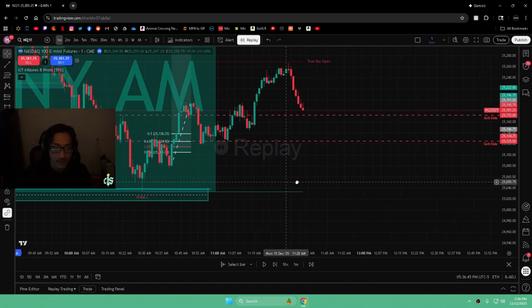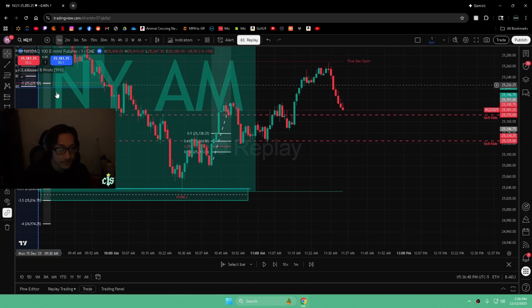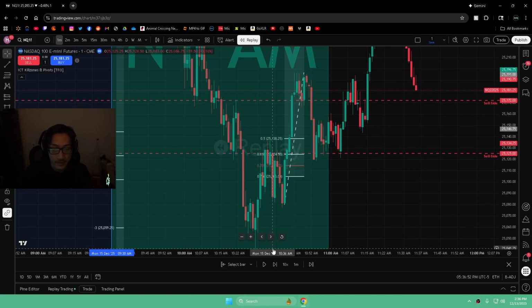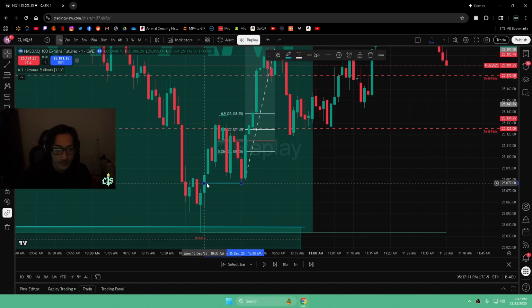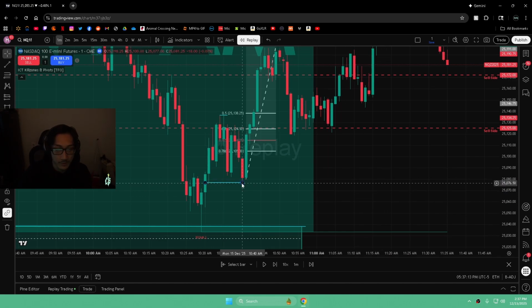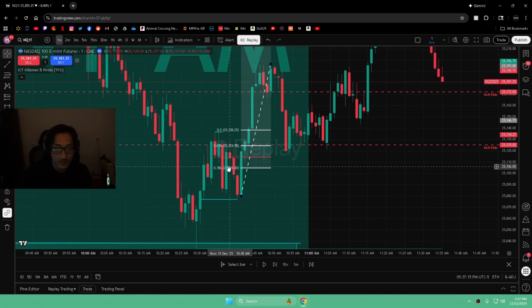So we have our second manipulation downwards right here. We also have this fake sweep right here, or real sweep. I forgot how to explain it, but this is the real sweep. And then we have our fake sweep down here. Fake sweep, right? Makes equal lows. So this is our manipulation.